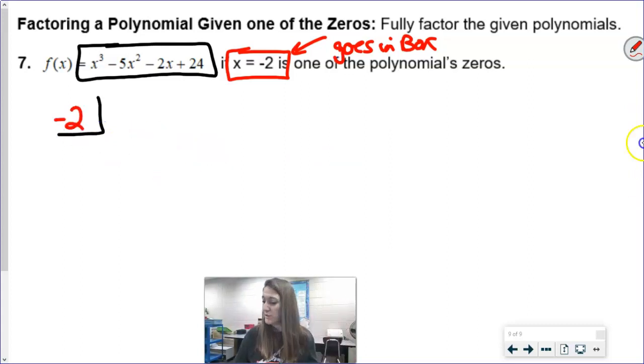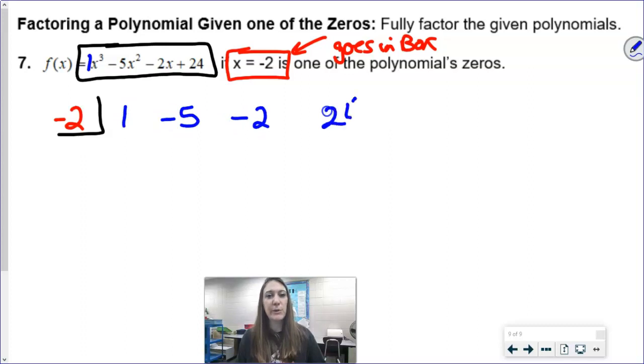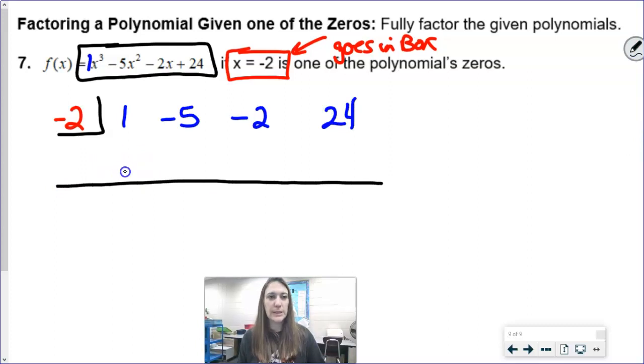I still set up my coefficients like I did before. So we remember there's a sneaky 1 here. So 1, -5, -2, and a 24. Leave a little space here, like at least a line, right? We know we're going to bring down that 1 to start everything. And remember, if we're below the line, we're multiplying by the box. And if we're above the line, we're adding the column.